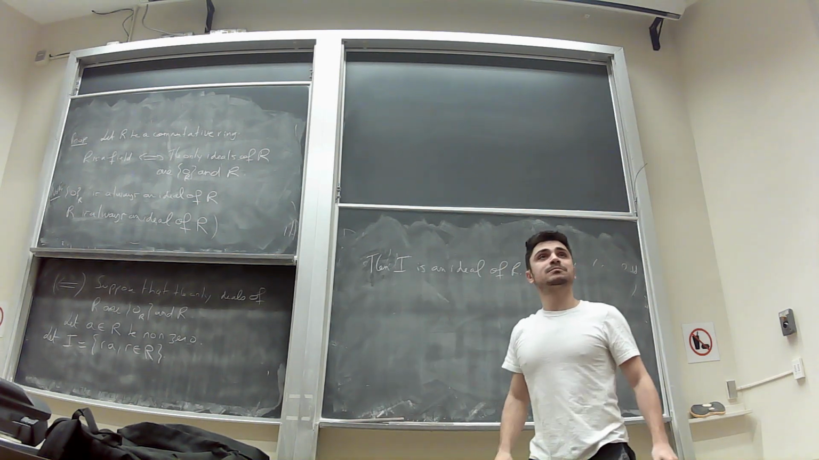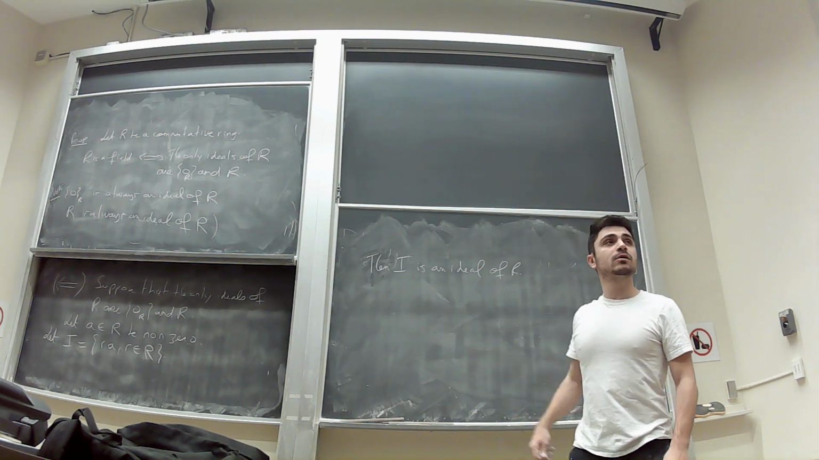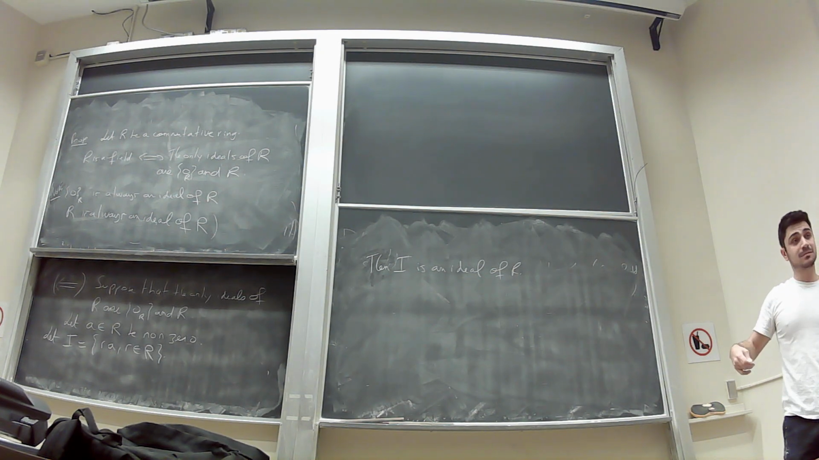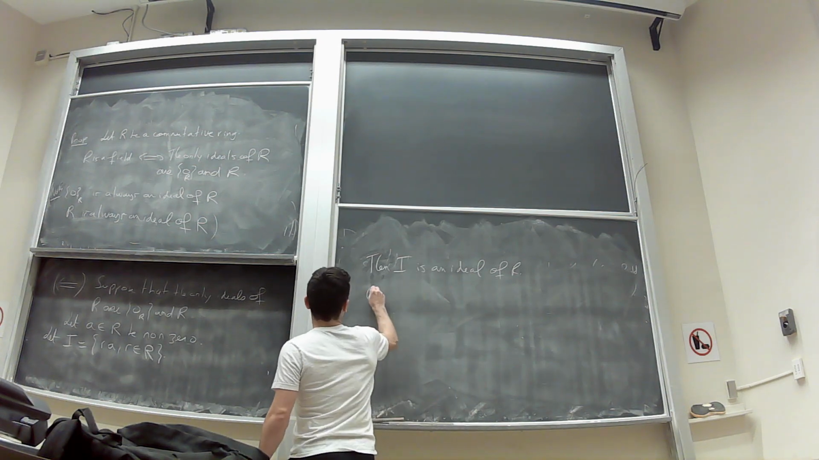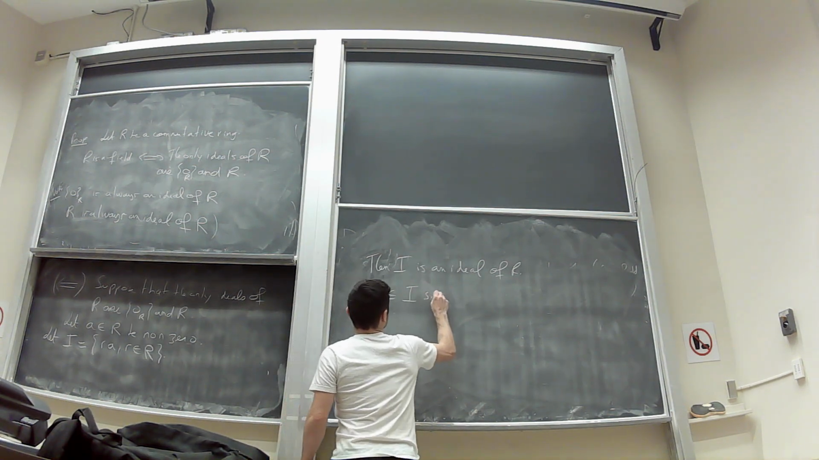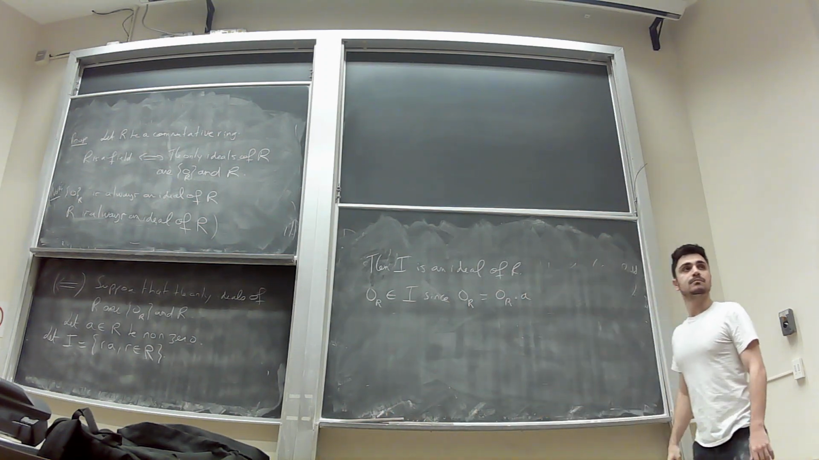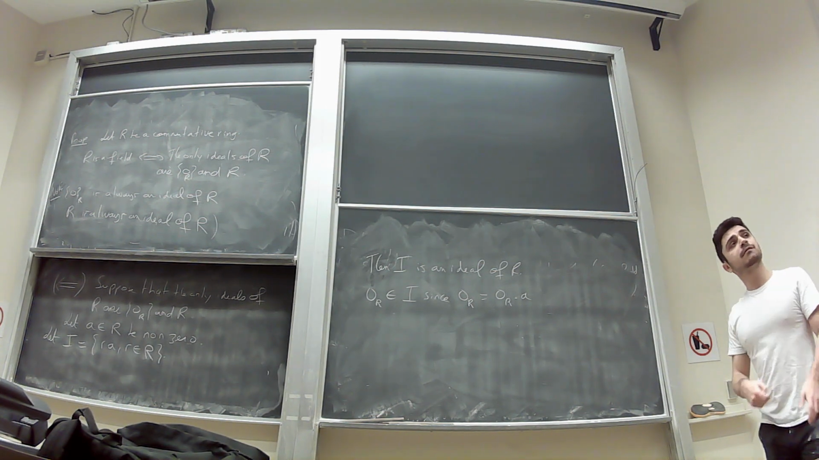Why is that? Is I a subgroup? Does 0 belong in I? Yes, because R is all the elements in R, and so 0 times A is exactly 0. So 0 belongs to I, and 0 is equal to 0 times A. Agree? Everybody?